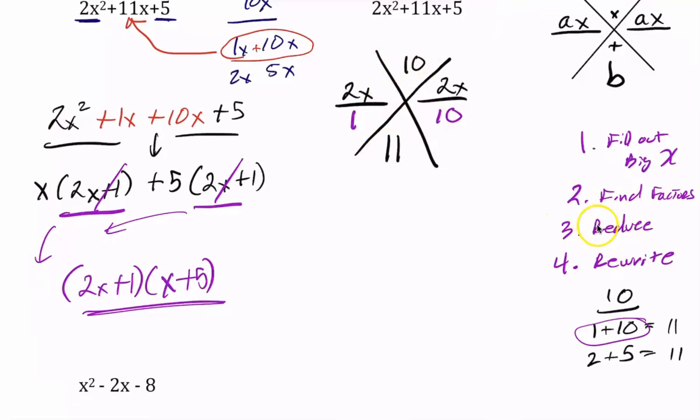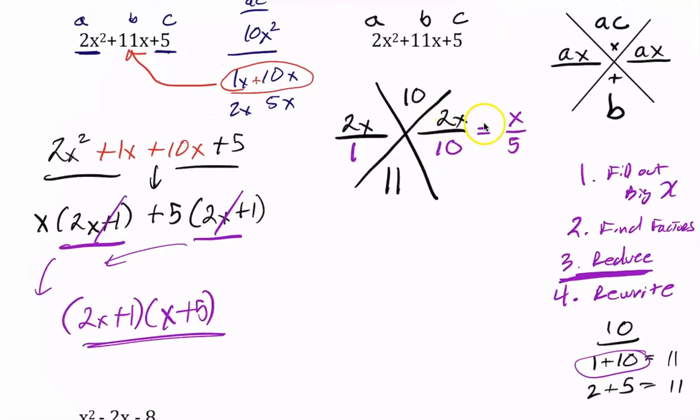Next, we've got to reduce. This is super important. We want to reduce these. So 2x over 1, I cannot reduce. Nothing goes there. Go over here, and I'm going to leave it like this. You don't want to make it just 2x. You want to leave it that way. Over here, you can reduce them. You can divide them both by 2. So we're going to get x over 5.